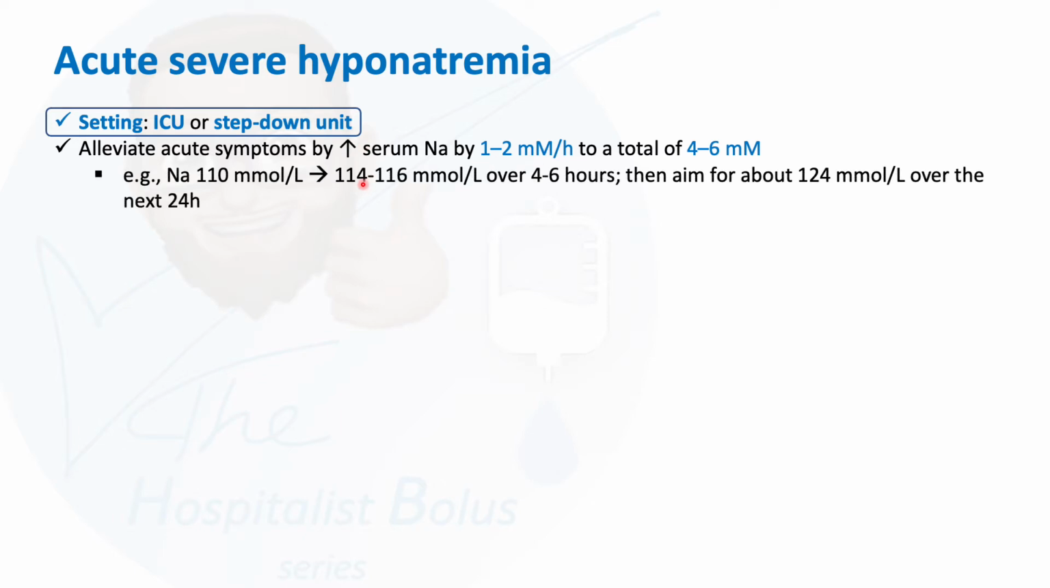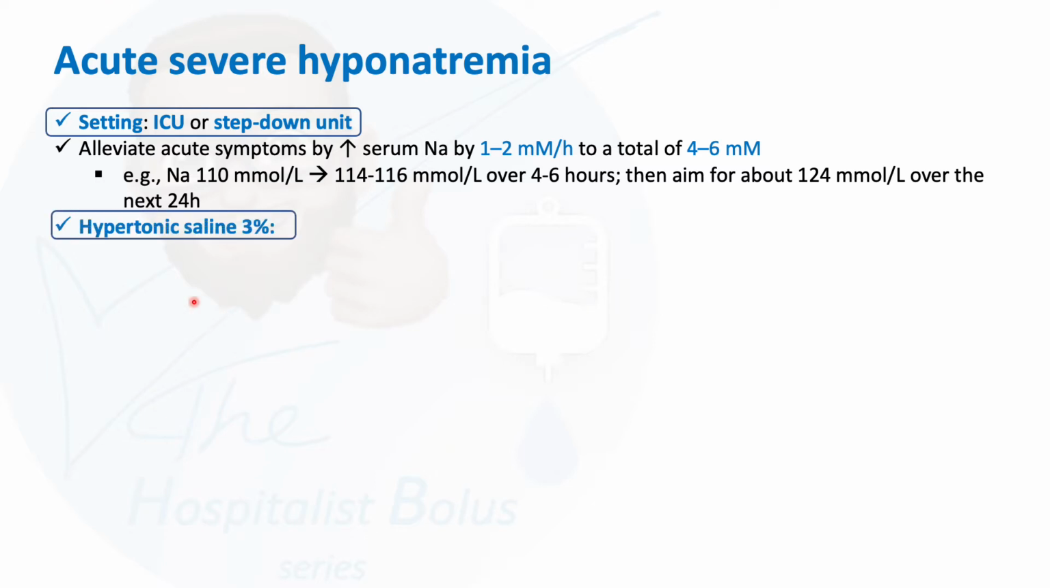How do you do that? Maybe I'll give you an example. If you have a patient with a serum sodium of 110 and they're severely sick, obtunded, with altered mental status, and you think they're having severe acute hyponatremia, then probably you want to raise it to about 114 to 116 over the next 4 to 6 hours. And then after you reach this goal, you can increase it up to, for example, 124 over the next 24 hours. So you go from 110 to 114, 116, and then from 114, 116 to 124 after that.